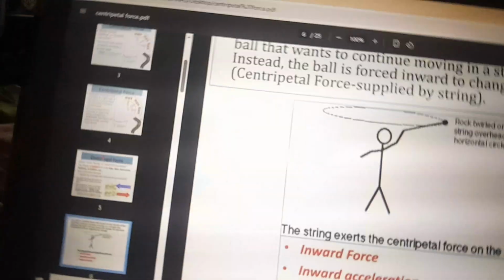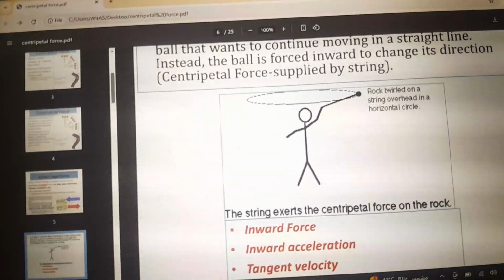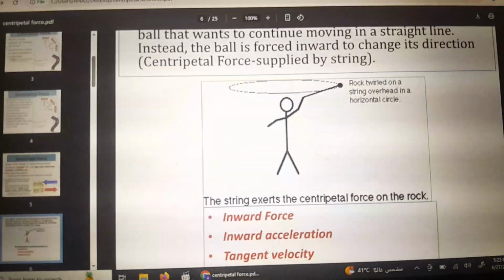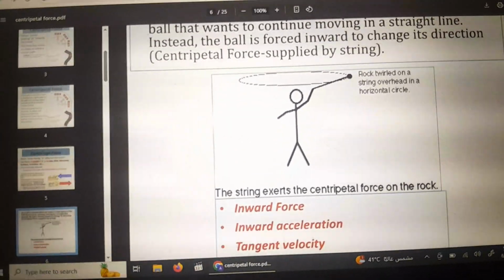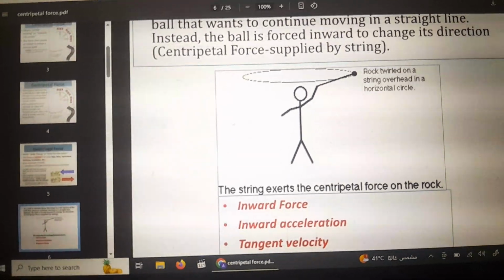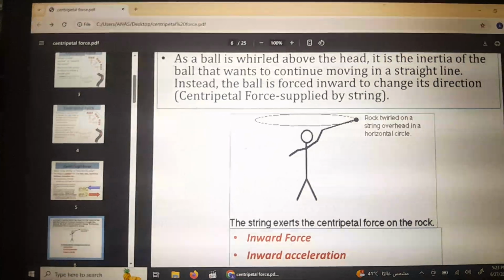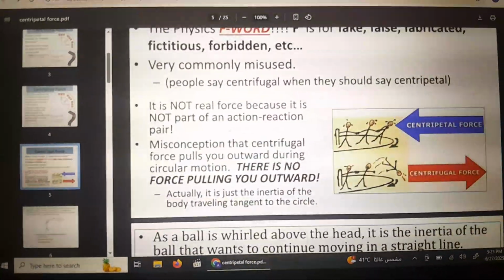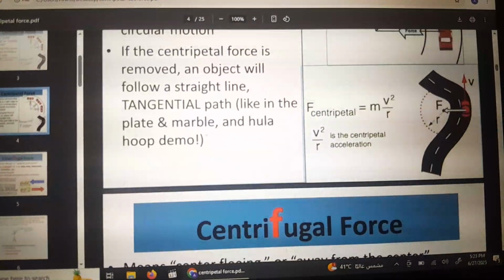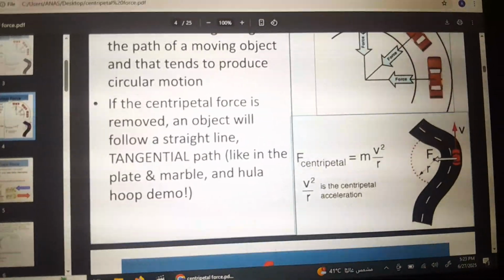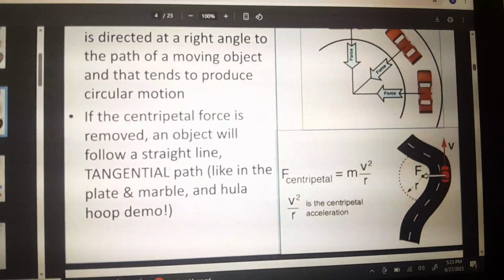Whenever there is a change in direction, the velocity also changes and produces acceleration, and when there is acceleration there must be a force. That force is provided differently in every case. I explained two examples here, but there are other examples as well.